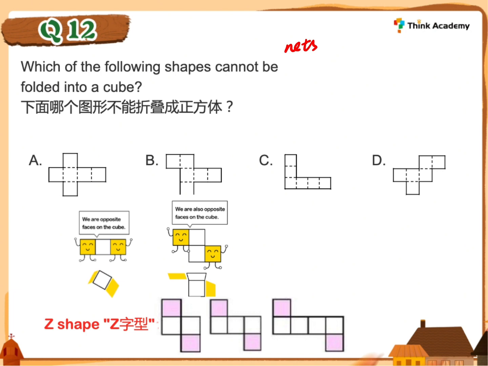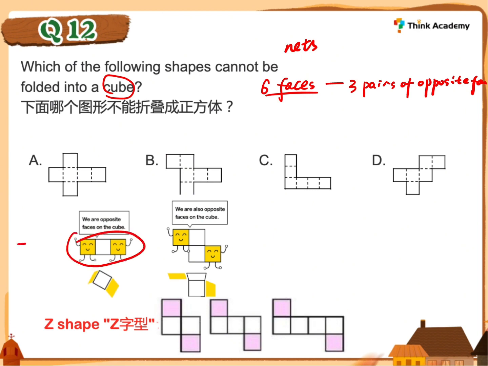You need to find the opposite sides, because we know when you open a cube, you can have 6 faces, and there are 3 pairs of opposite faces, right? Opposite faces. Okay, so how to find the opposite faces? The first pattern is here. We can call it the T shape. Yeah, the T shape. T 字形 in Chinese.